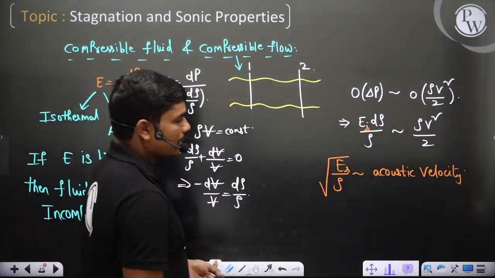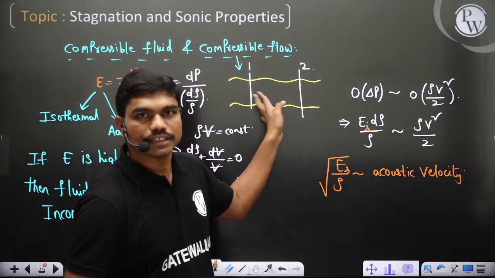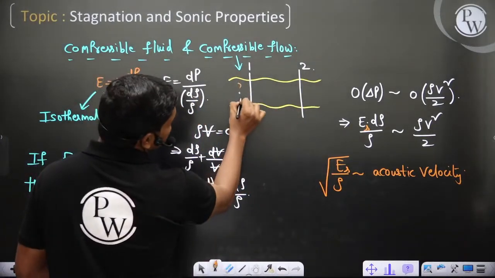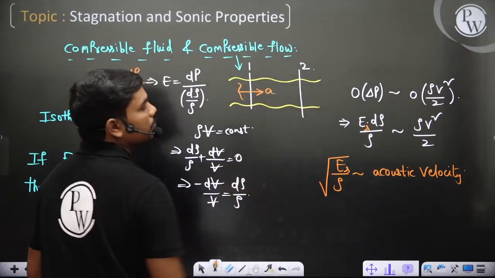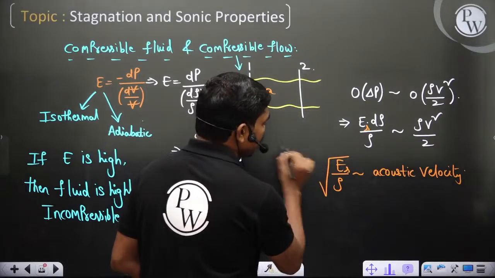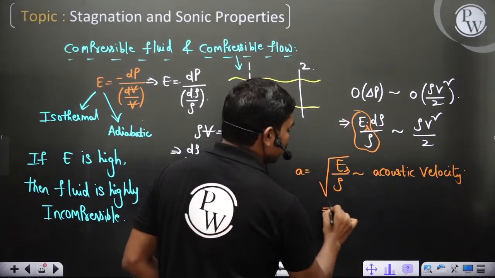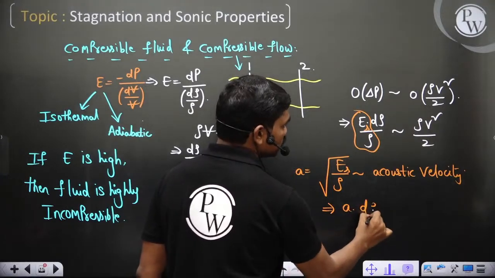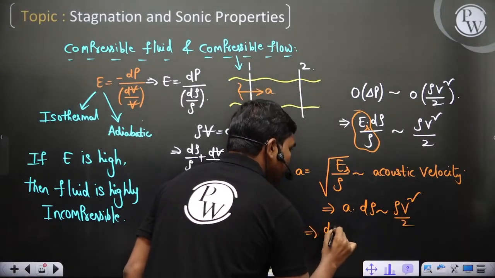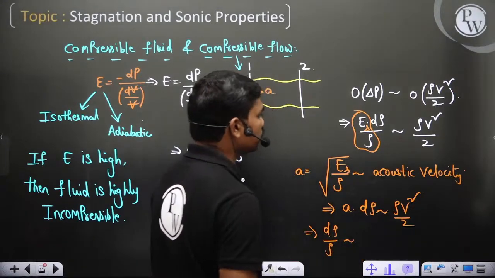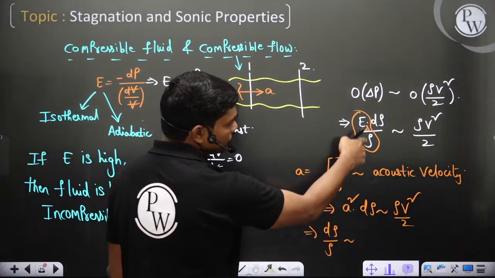In case of adiabatic conditions, this scales to acoustic velocity, which is nothing but the velocity of the disturbance in this medium. Means if a sound wave starts traveling in this medium, then the speed at which this sound wave moves in this medium is called the acoustic velocity. And you clearly see this E_s by rho, if I cause this as acoustic velocity times d rho, this is proportional to rho v square by 2, and d rho by rho is proportional to a square, because a is the square root of this value, so this value is a square.